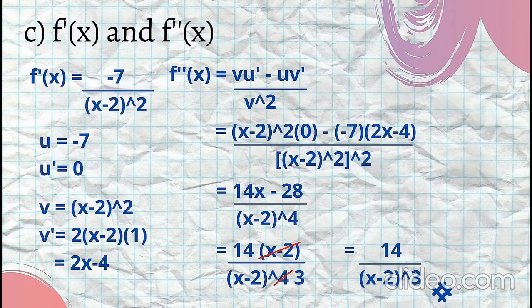To find f double prime x, we have to use our f prime x, which is negative 7 over (x minus 2) to the power of 2. Then we have to find the u, u prime, v, and v prime, and then we will use the quotient rule to find f double prime x, which is (v u prime minus u v prime) over v to the power of 2. So our f double prime x will be 14 over (x minus 2) to the power of 3.